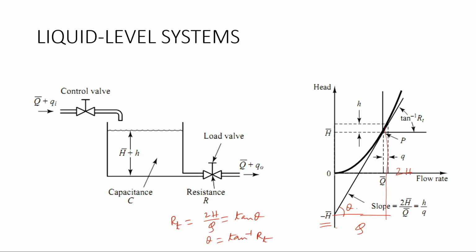Generally this type of plot is drawn with the help of experimental data or test data, and then from this particular operating point you draw a slope. So, at this operating point, the resistance offered by this particular load valve can be obtained by measuring the slope at this operating point. If you measure the slope at a different operating point, then this angle will be different, and accordingly the resistance will be different. So, this resistance will change depending upon the operating point. That is actually the concept of resistance.